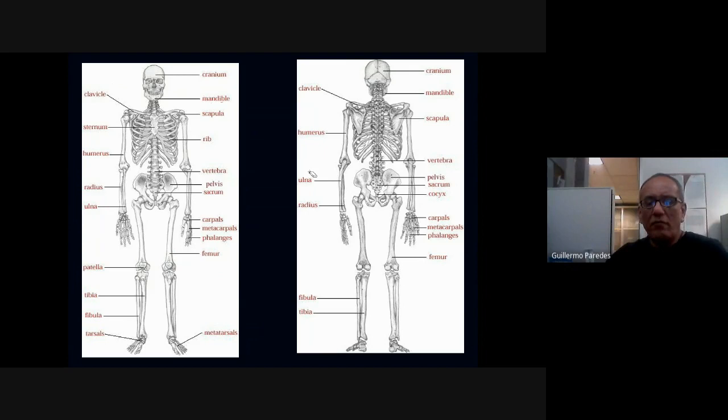Before that, we have the carpal bones, which are the wrist. We have 8 bones there. The equivalent in the lower extremities are the tarsal bones. Tarsal versus carpal: carpal bones are the wrist, and the tarsal bones are in the feet.